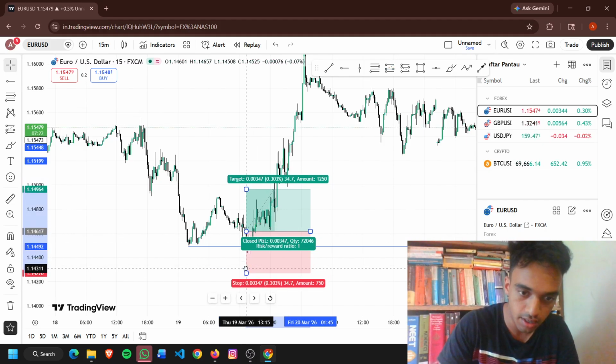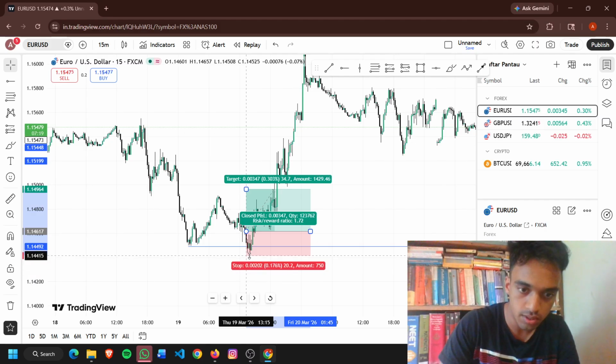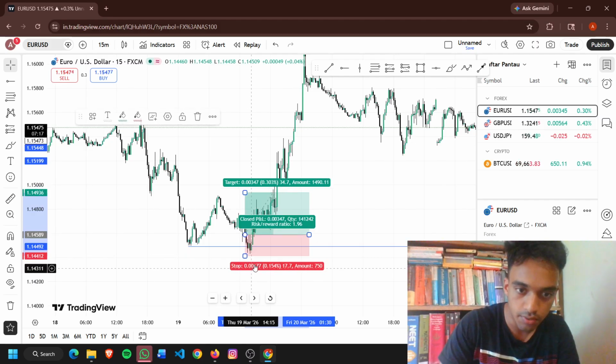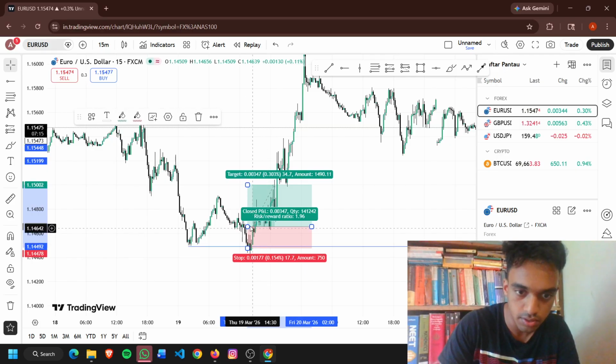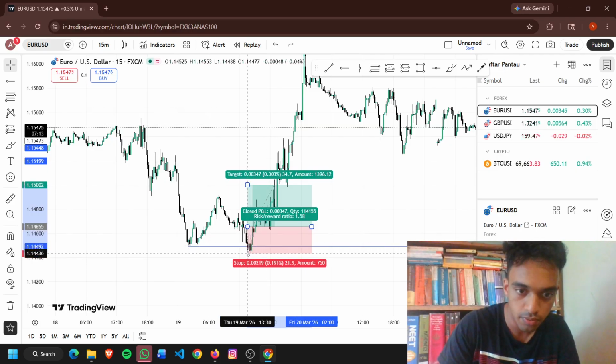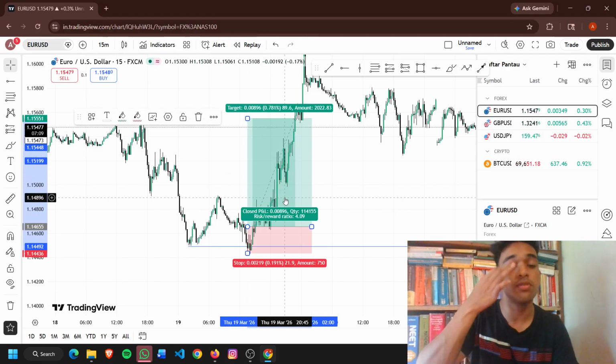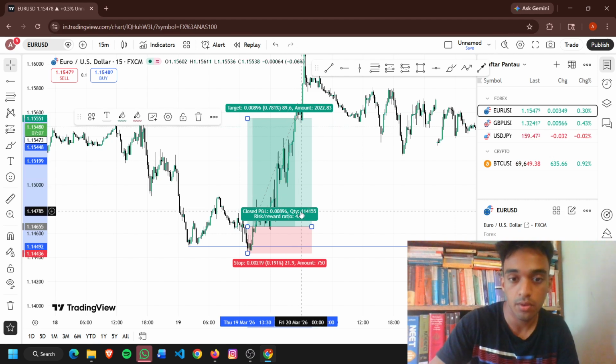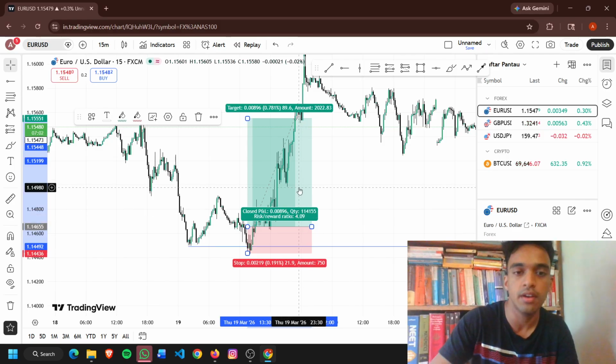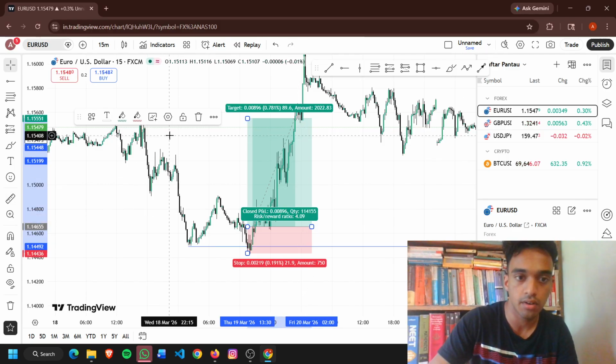Okay, so you could have targeted this low, and then if you had entered using breakout structure, you could have targeted this low and then this high. So it is easily a 1 is to 4 trade. You know how to calculate 1 is to 4 risk to reward. Okay, this is a 1 is to 4.909 trade.